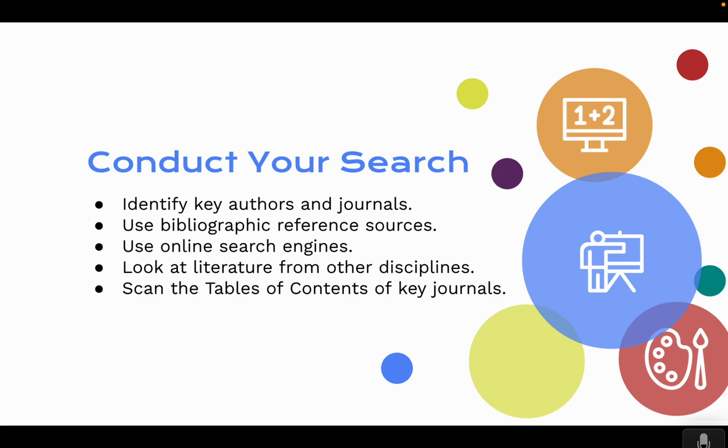The next step is to conduct your search. First, identify key authors and journals for your research. Who are the key players in your research area? What publications or journals are most of their works published in? Check with your chair or committee members to find out if you aren't easily able to figure this out on your own. Consider using the bibliographic references section of a recent book or article on your topic as a starting place to locate additional relevant articles and the key players for research on your topic.